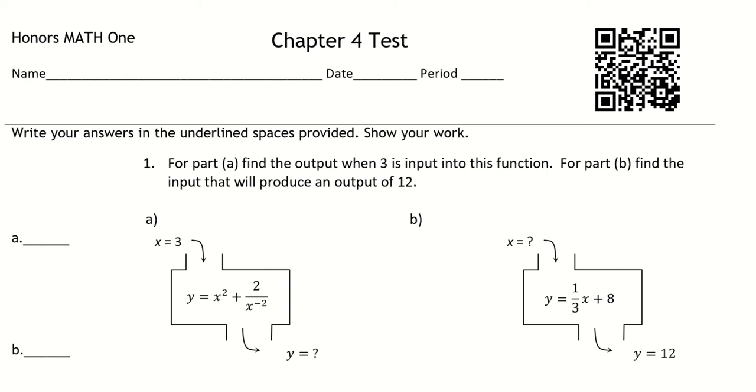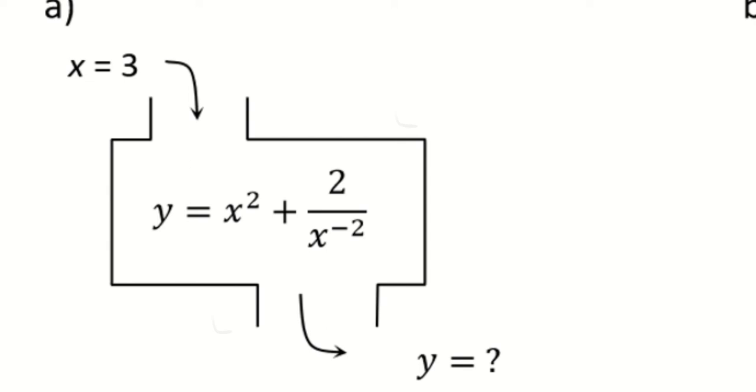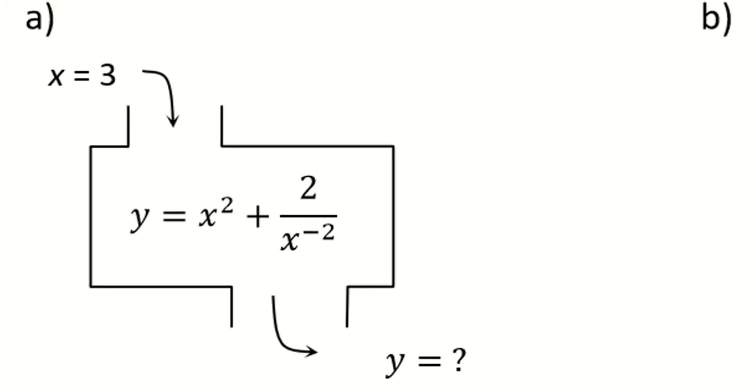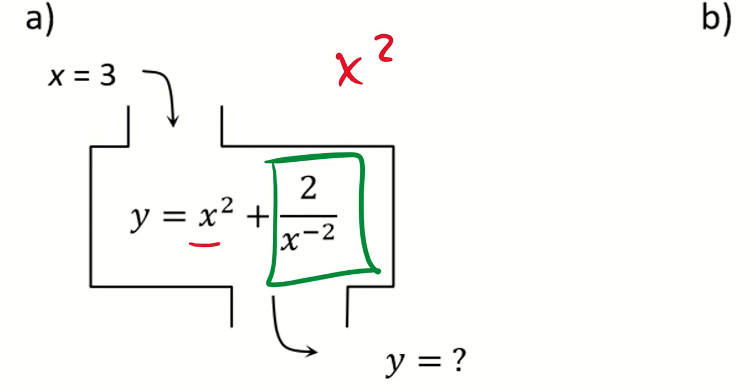So question one said for part A, find the output when 3 is input into this function. And then for part B, it says find the input that will produce an output of 12. So on this one, the deal is I'm placing the number 3 into this function, and the question is what comes out of it. One of the things that I want to do, first of all, is I recognize that this is something that can be simplified. And if I just quickly simplify that, I think it'll kind of offload some of the complexity perhaps of this problem. So I'm just going to go ahead and rewrite the x squared that occurred to start with.